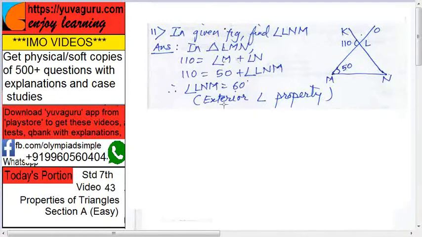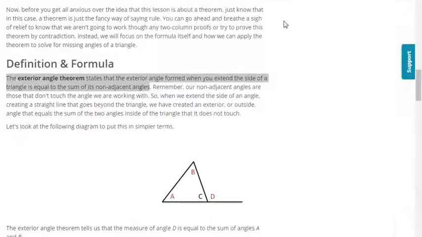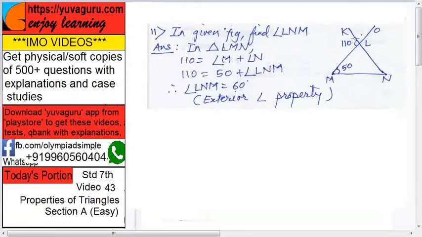Simple. Exterior angle property. What is the exterior angle property? See, this is the exterior angle theorem. The exterior angle D will always be equal to the sum of the remote interior angles, that is A and B. Okay, so D equals A plus B. So here 110 equals 50 plus LNM, right? Angle LNM. So we have to find that only. Take 50 on this side, it becomes 60. Angle LNM equals 60.